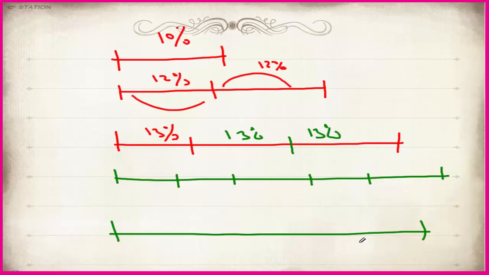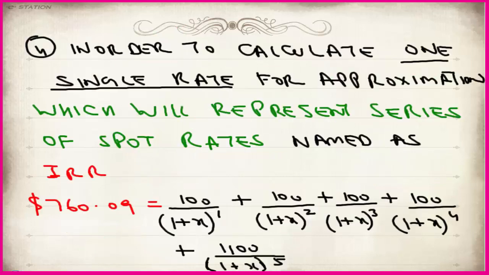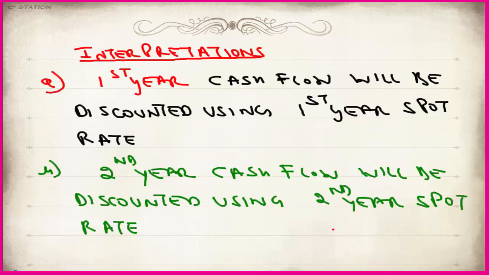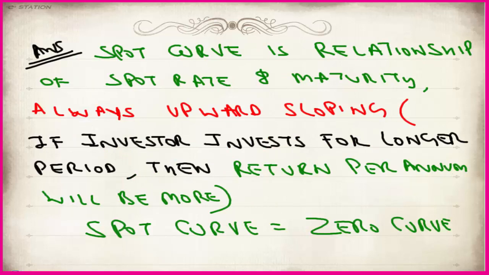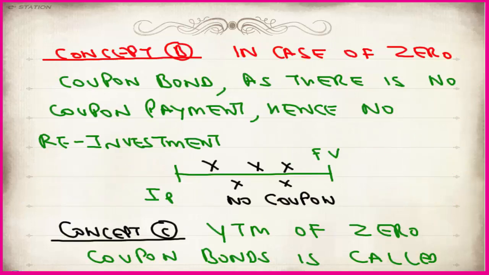Similar is the case with zero coupon bonds. For a zero coupon bond of 1 year, a separate rate will be there, and for a zero coupon bond of 2 years, a separate rate will be there. Those rates are named as spot rates. So spot rates, as I have just told you, are the rates of zero coupon bonds for different maturities. Just write down this concept number B. In case of a zero coupon bond, as there is no coupon payment, hence no reinvestment. I have prepared a timeline for that.